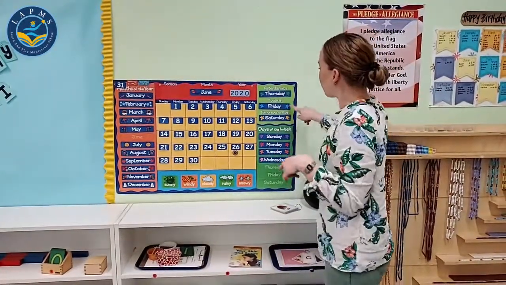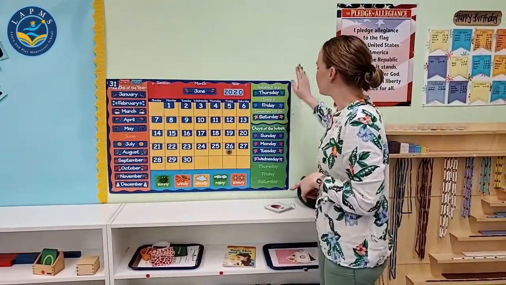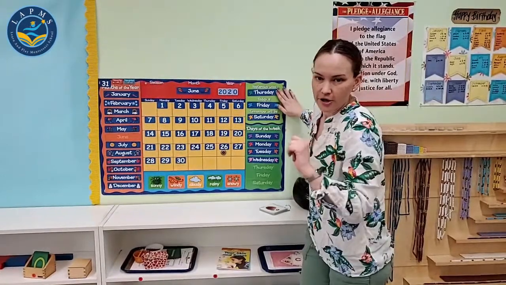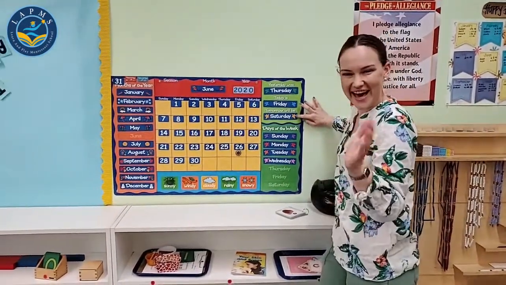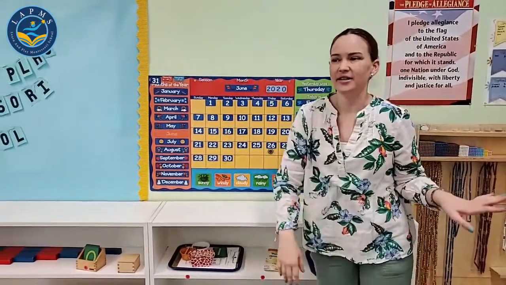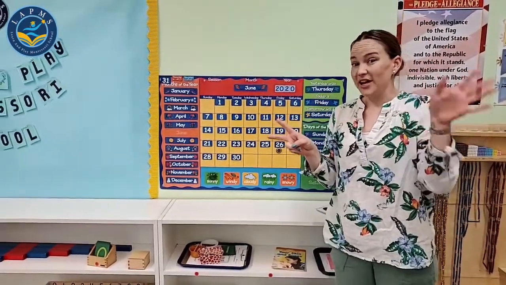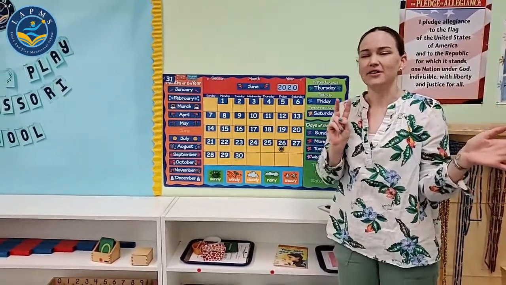So today is Friday. We know this. Yesterday was Thursday. Tomorrow is Saturday. There are 7 days in a week. Let's sing our song quickly.